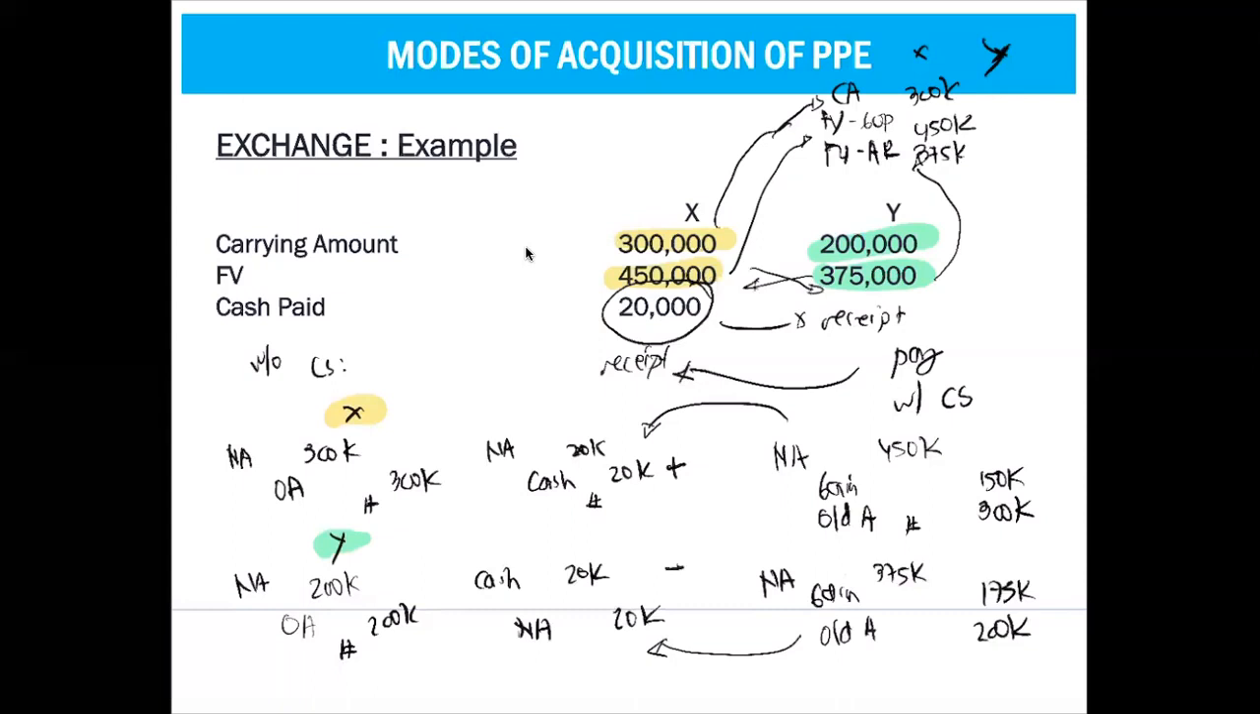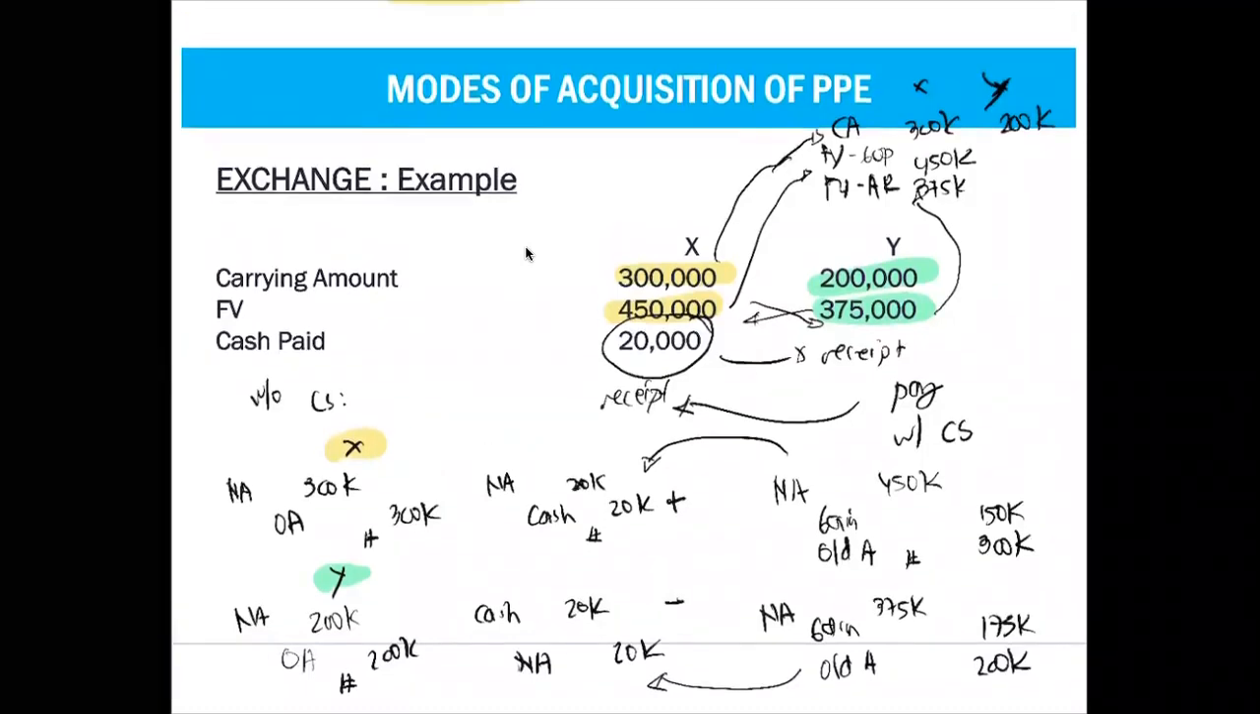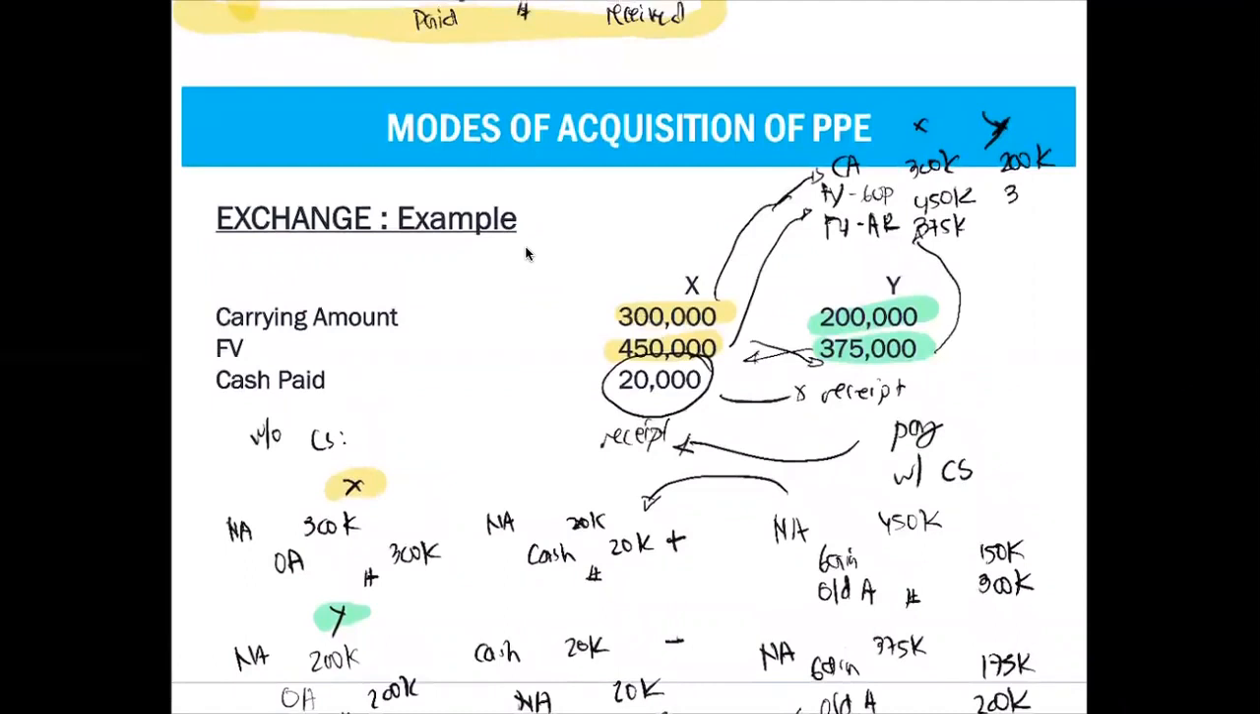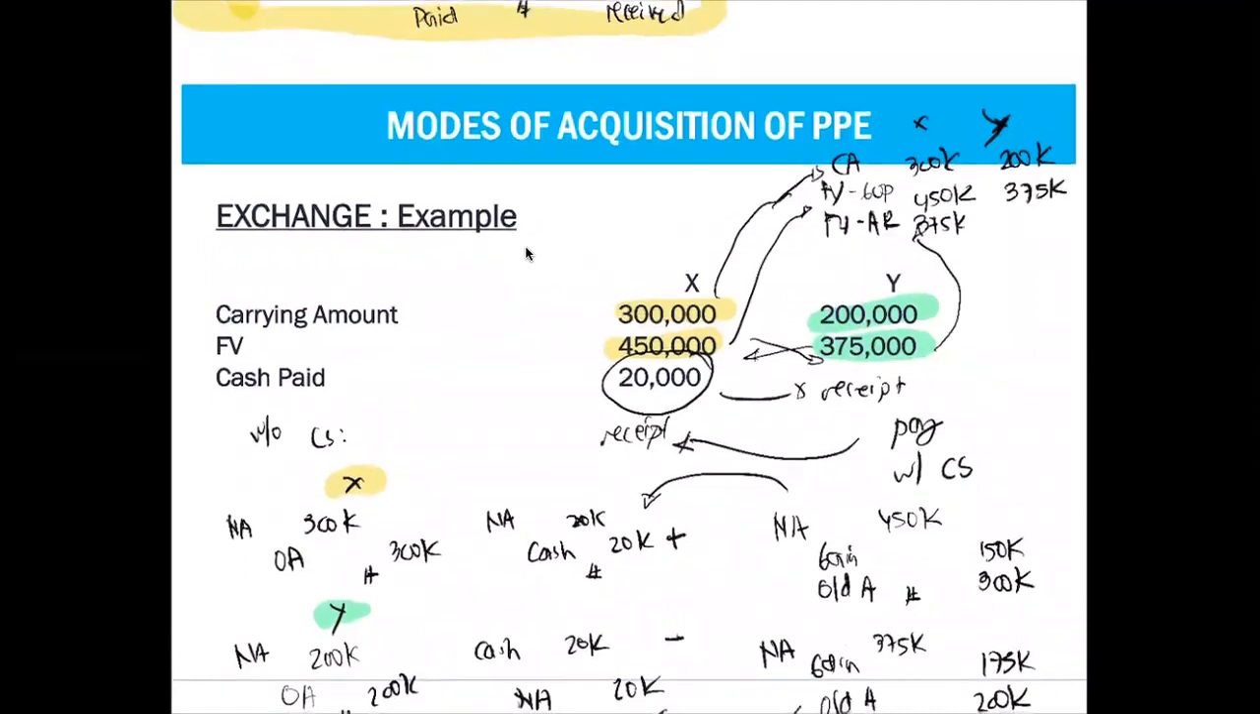For Y, what is the carrying amount? 200,000. Fair value of asset given up, 375. Fair value of asset received, mare-receive niya yung property ni X. Anong fair value ng property ni X? 450. Ayan yung magkro-cross na siya. Okay? The fair value of asset given up of one entity is the fair value of asset received of another entity.